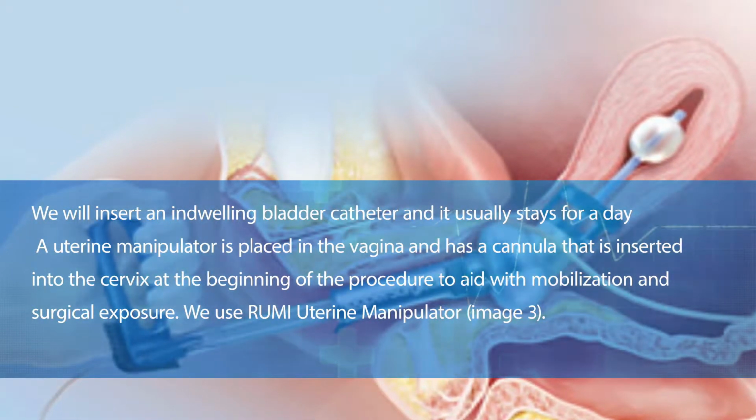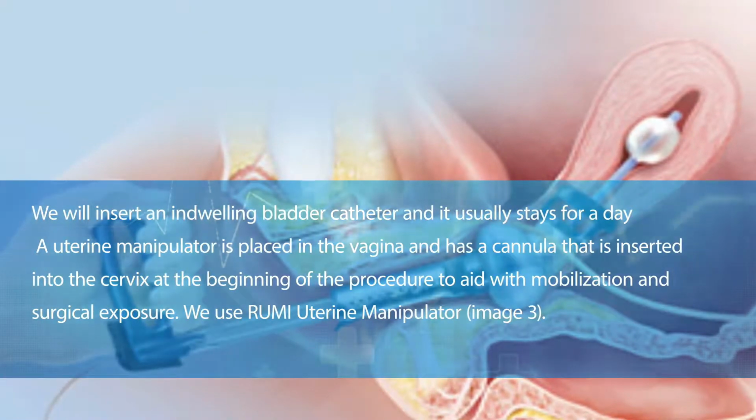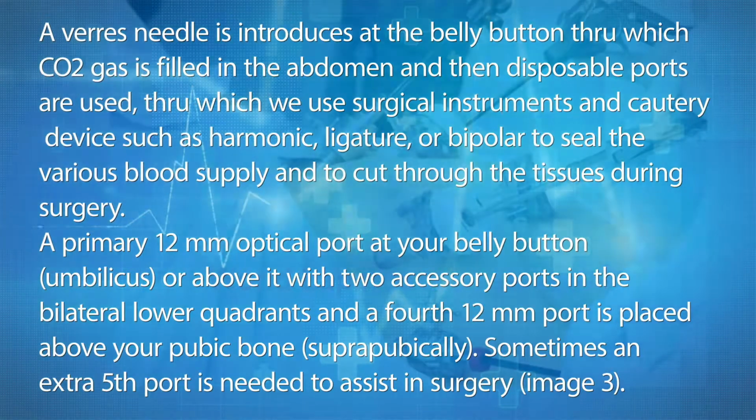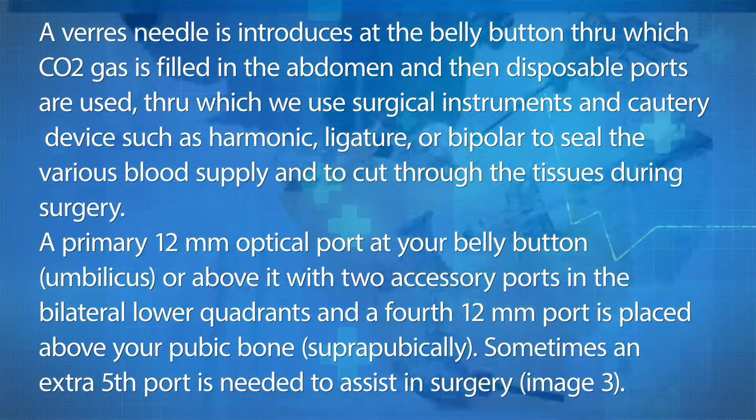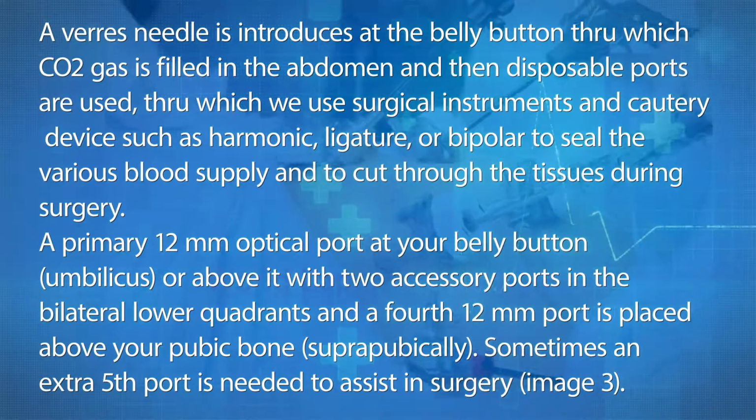A uterine manipulator is placed in the vagina and has a cannula that is inserted into the cervix at the beginning of the procedure to aid with mobilization and surgical exposure. We use the RUMI uterine manipulator. A Veress needle is introduced at the belly button, to which carbon dioxide gas is filled in the abdomen, and then disposable ports are used, through which we use surgical instruments and cautery devices such as harmonic, ligasure, or bipolar to seal the various blood supply and to cut through the tissues during surgery.